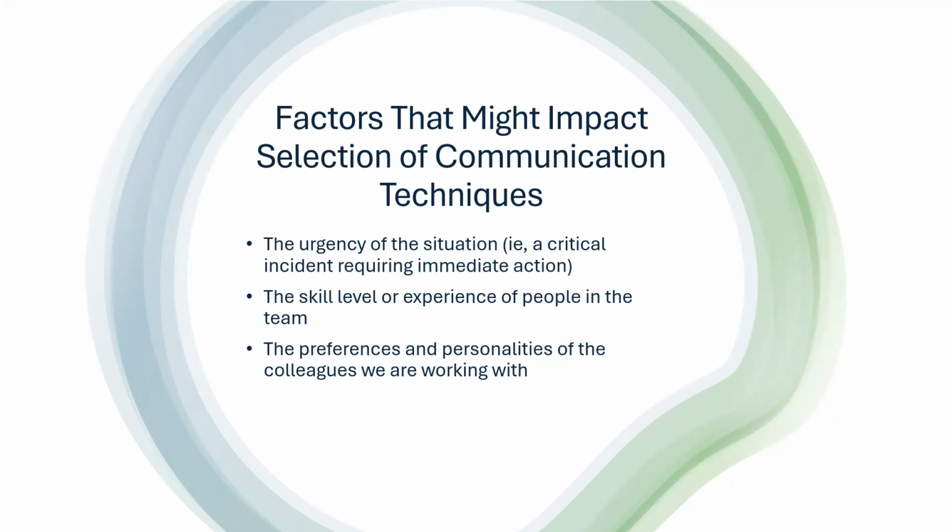Another factor would be the skill level or experience of people in the team. And a third factor, the preferences and personalities of colleagues we're working with. So different people might prefer to be communicated with in different ways. There's things like neurodiversity to think about. Some people like to plan and prepare very carefully for meetings and for communications, and so putting people on the spot and that type of thing just isn't going to work for them. So there's lots to go at.